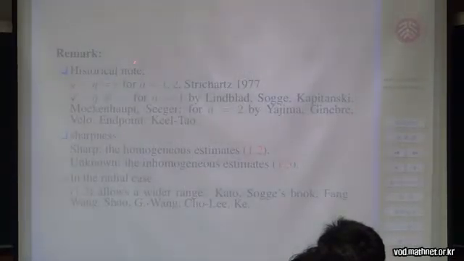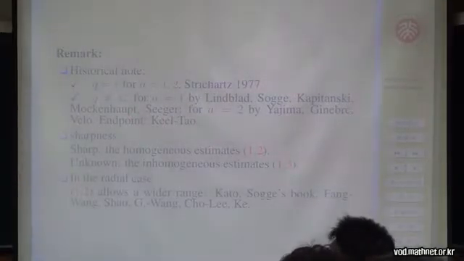First, Strichartz in 1977 considered the diagonal case q equals r for both wave and Schrödinger. For the mixed norm case, wave was studied by these authors, and Schrödinger mainly by Yajima and Ginibre. The endpoint is due to Keel and Tao in 1998. So now it is very clear that the homogeneous estimate is sharp, but for the inhomogeneous estimate the sharp range is still open.